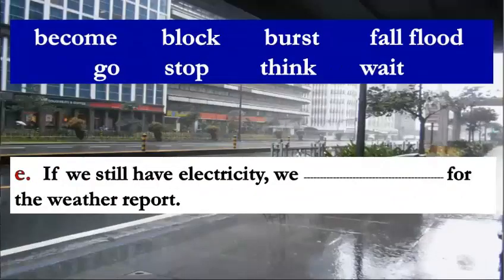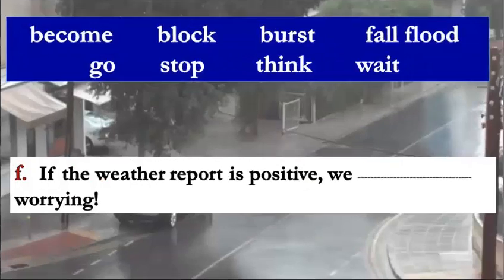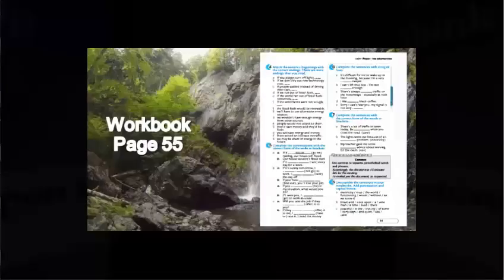Sentence E. If we still have electricity, we blank for the weather report. Of course, we will wait, or we will have to wait for the weather report. If we still have electricity, we will wait for the weather report. If the weather report is positive, we will stop worrying. So we used the above words to complete the sentences.